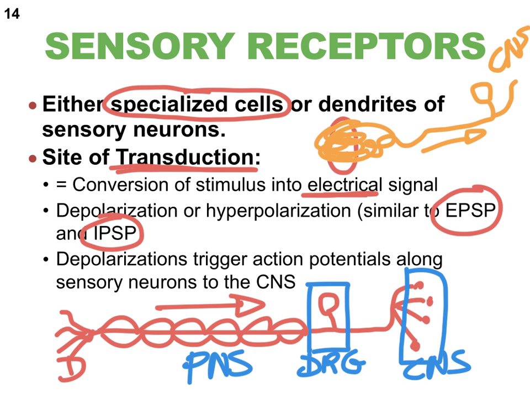In other words, when, let's say, you are touched and your mechanoreceptors create this electrical signal, or when light hits your photoreceptors, or the sound of my voice hits your hearing receptors, thermoreceptors, pain receptors, the list goes on. When they receive their stimulus, it means that ion channels will open. And depending on which ion channels open, we're going to see either depolarization or hyperpolarization occur. The depolarizations obviously are going to lead to action potentials that travel up the sensory neurons into the central nervous system.